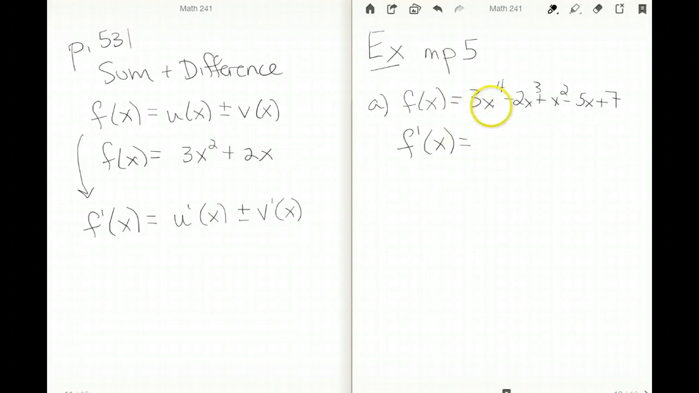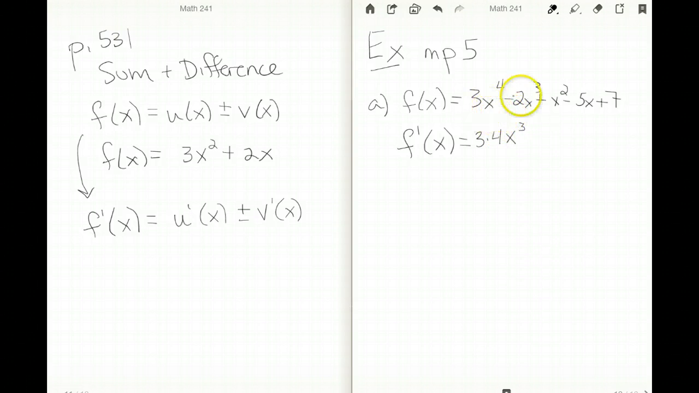Okay, so let's handle this first. What's the derivative of 3x to the fourth? Well, this is going to make use of a couple of our rules. The 3 is just a constant multiple, so it stays. And then I have to take the derivative of x to the fourth, which makes use of the power rule: 4x to the 4 minus 1, which is 3.